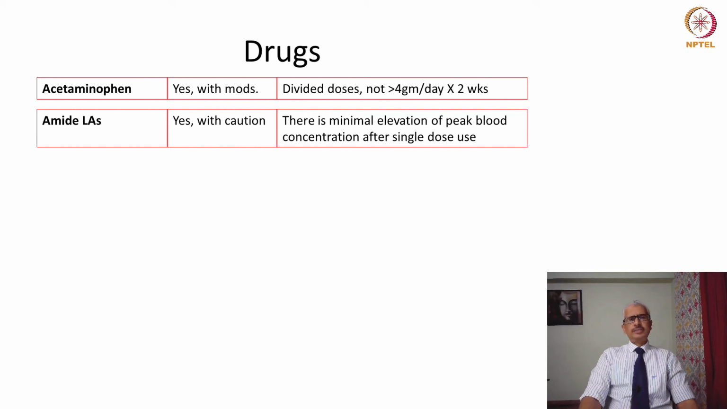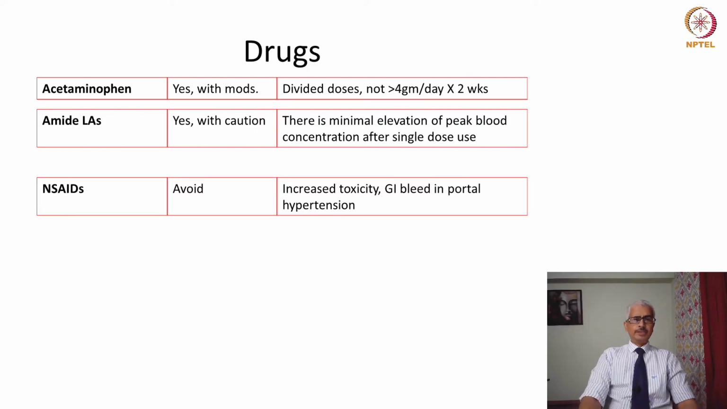The amide local anesthetics can be given. However, we have to be careful that we don't give an excessive dose and we avoid intravascular injection of amide local anesthetic agents. It has been shown that there is only minimal elevation of the peak blood concentration after single dose use. So it is fairly safe to use amide local anesthetic agents in CLD patients. NSAIDs, on the other hand, should be completely avoided because of their increased toxicity and because of a high chance of GI bleed in portal hypertension patients.